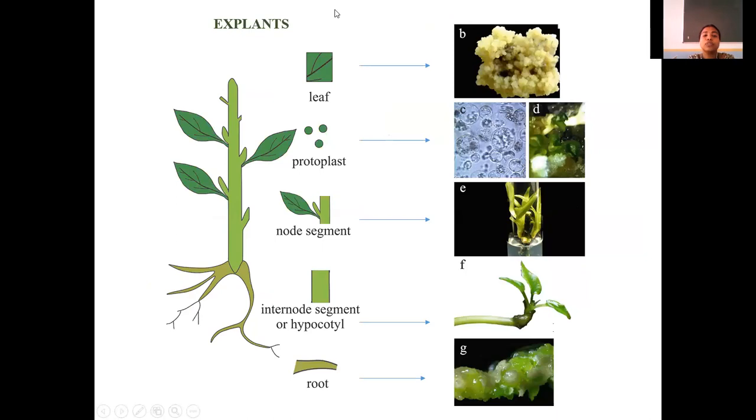Okay, then moving on to the explant. Explants are nothing but excised plant parts. If you're taking pieces of leaves, cells devoid of cell wall, a piece of nodal segment, a piece of internodal segment, or a piece of root, pollen, anther, ovary, ovule, those pieces we call explants. Excised plant parts we call explants. This is how regeneration happens when you are using these many types of explants.